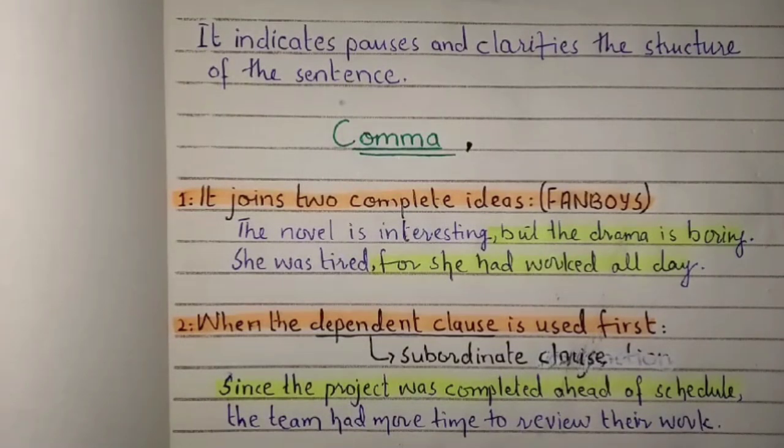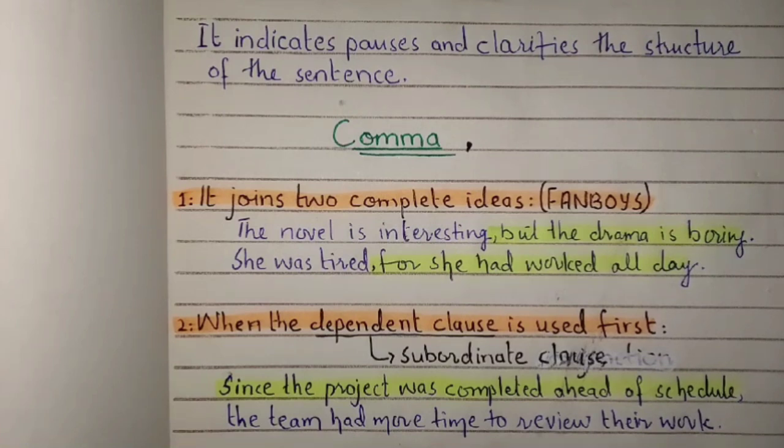The second rule is that when the dependent clause is used first, dependent clause is also called subordinate clause. For example, since the project was completed ahead of schedule, the team had more time to review their work. First we have written dependent clause, since the project was completed ahead of schedule. Then we have independent clause, the team had more time to review their work.